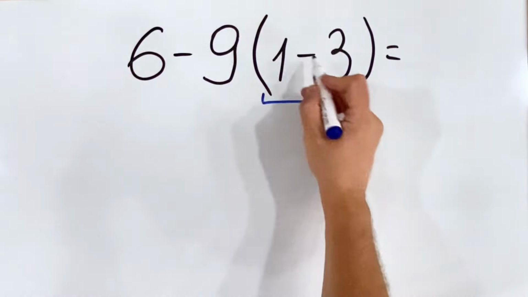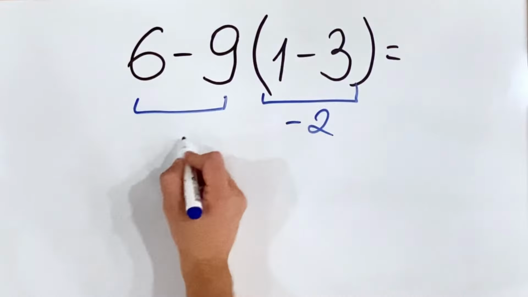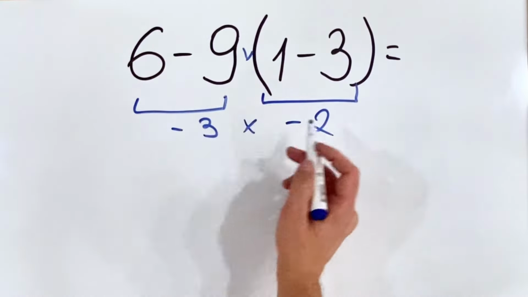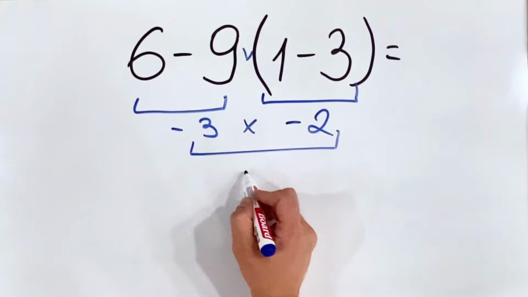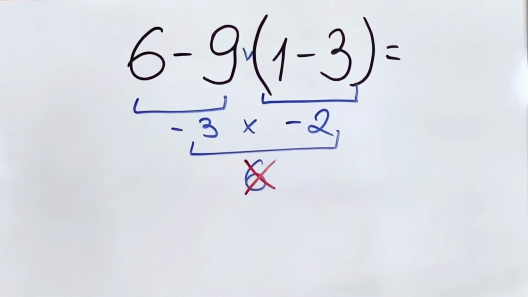1 minus 3 is minus 2. 6 minus 9 is minus 3. Minus 3 multiplied by minus 2 equals 6. But this answer, of course, is incorrect.